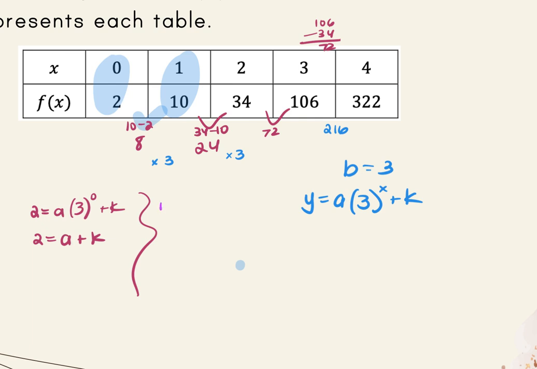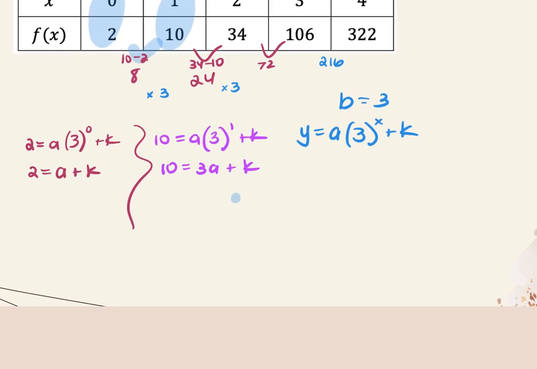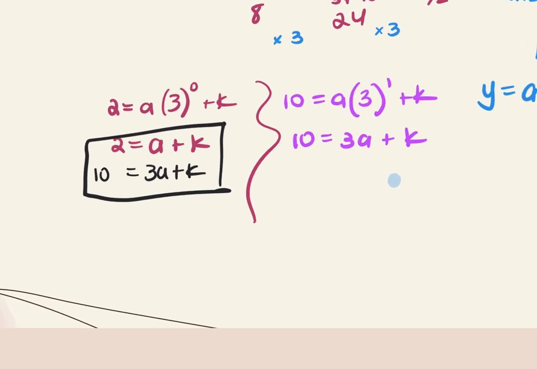Then I do the second one: 10 equals a times 3 to the first power plus k. And I get 10 equals 3a plus k. So this time I'm going to use elimination just so you see a variety of both, because you could pick either one. But you could have solved, again, one of these for one of the variables and kept going. But I'm going to come over here and set this up as 10 equals 3a plus k and use these two using elimination.